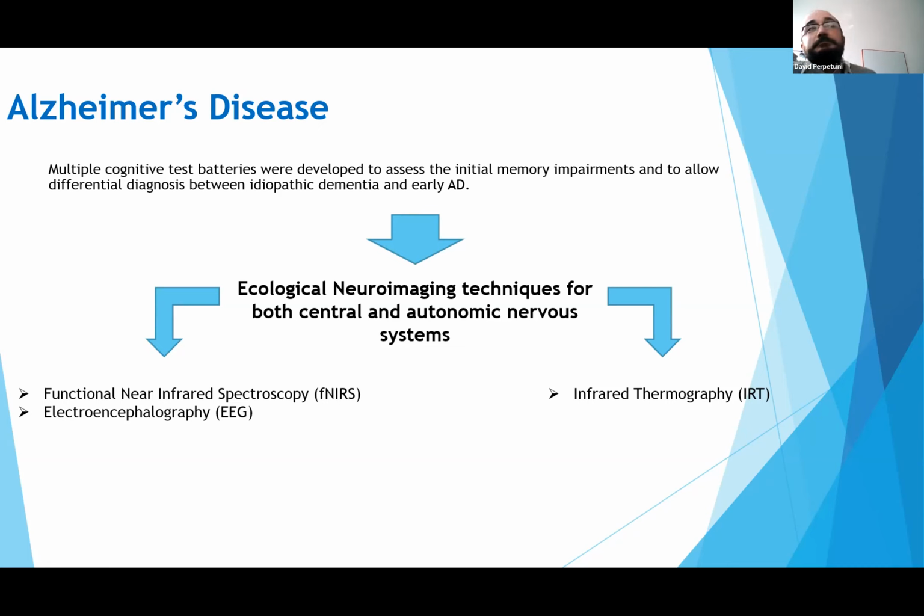However, it is important to preserve the interaction between the doctor and the patient, because the interaction is also important to perform the diagnosis. So ecological neuroimaging techniques could be used. Particularly, to evaluate the central brain activity, we use functional near infrared spectroscopy and electroencephalography, and to assess the autonomic nervous system activity, infrared thermography is a suitable tool.